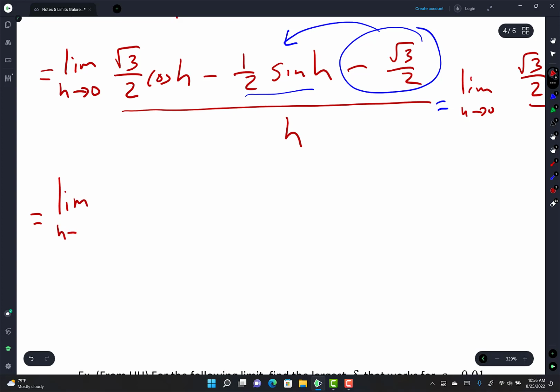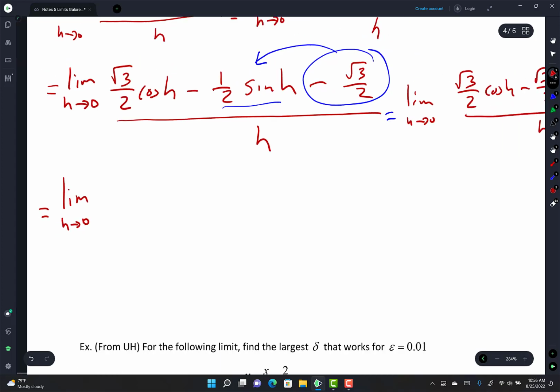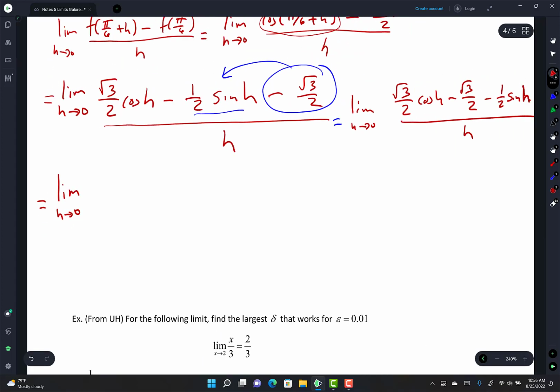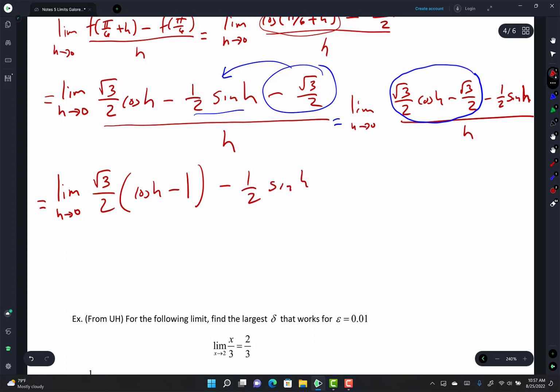Limit as h approaches 0. All right, guys. This that I'm circling, I'm going to factor out a square root of 3 over 2. So here I am, square root of 3 over 2, cosine h minus 1, minus 1/2 sine h, and all this is still over h. Are you seeing something very familiar?